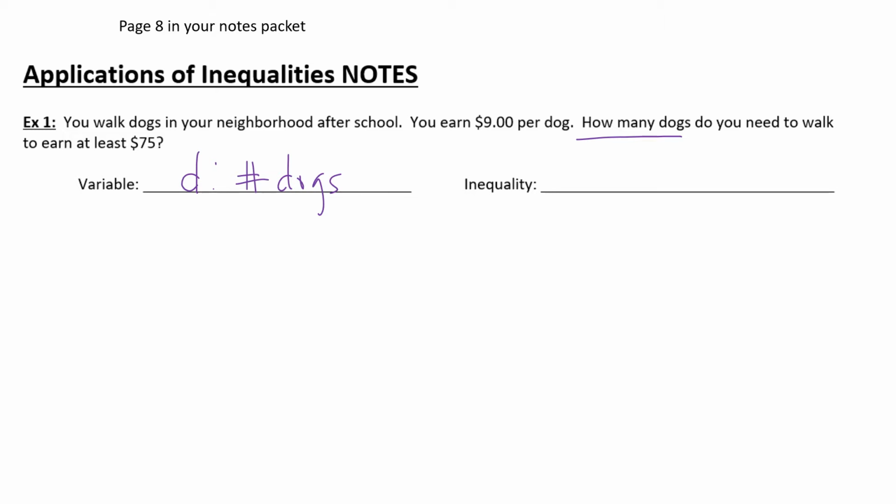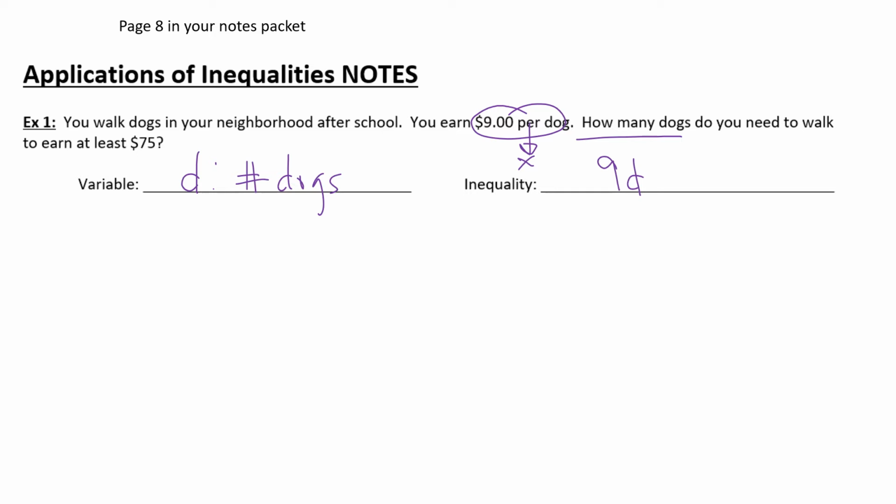Okay, so going back to this information, you earn $9 per dog. Okay, well that means I'm going to be multiplying. Per means you're multiplying. 9 per dog, so like 9 times 1 is 9, 9 times 2 is 18, and so on. So I know I'm going to be doing some multiplying. So I'm going to put 9D, so 9 times the number of dogs that I'm going to walk.